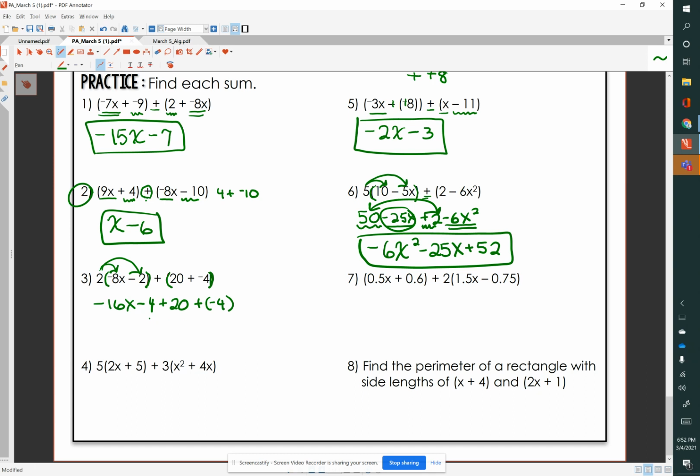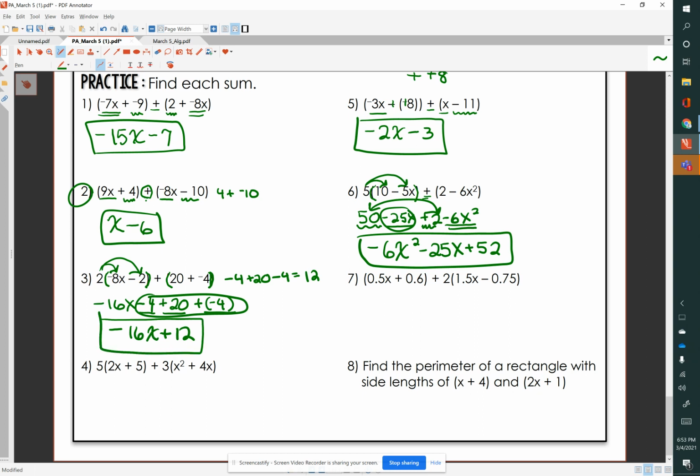Now, what can I combine? I've got negative 4 plus 20 minus 4. Well, negative 4 plus 20 is 16, minus 4 is 12. So this amount here equals 12. So it's negative 16x plus 12, because when I added that up, I got 12. So this is our final answer for number 3.